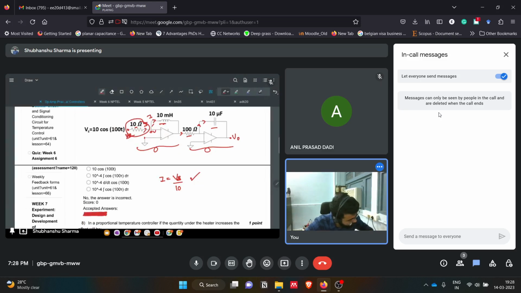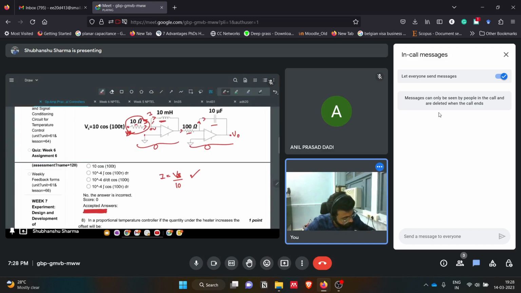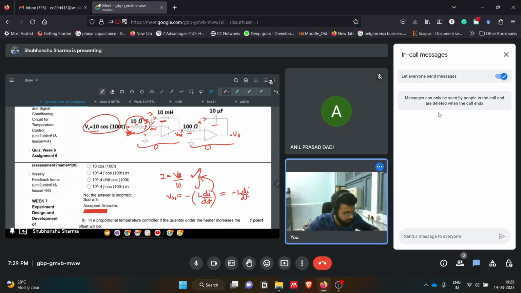Fine. Now we know one thing about this inductor, so we can say this is V01. V01 will be minus of L times di by dt, which is the voltage drop across the inductor. Now we know what I is, this expression, so we can get this expression by differentiating that expression. So yes, we will have to differentiate this thing.